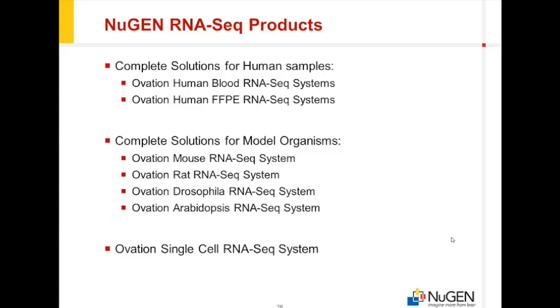And you can see these 4 different model organisms, which I've shown you data for, the mouse, rat, Drosophila, and Arabidopsis products. Lastly, something that I have not discussed today, but just to mention another product that's in NuGEN's RNA-Seq sample preparation workflow, the Ovation Single-Cell RNA-Seq system is utilized for low-input studies with as little as 10 picograms of purified total RNA or direct cell lysates.